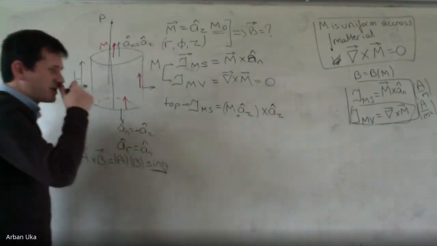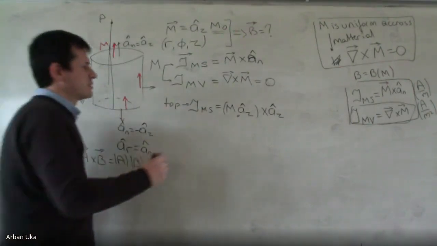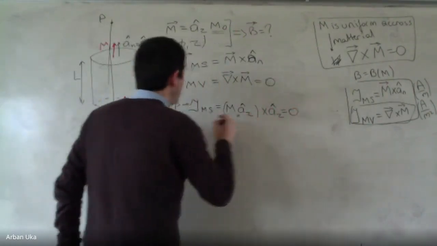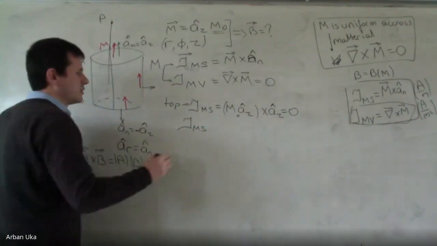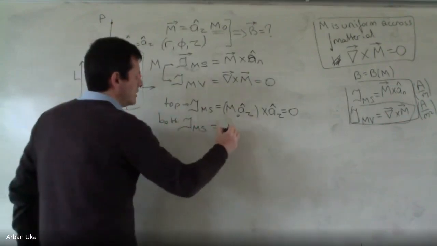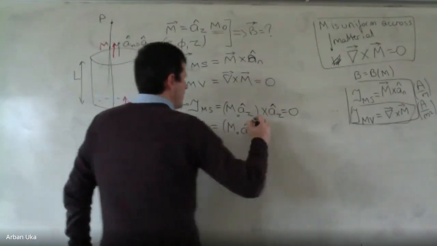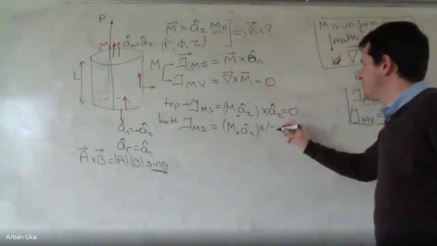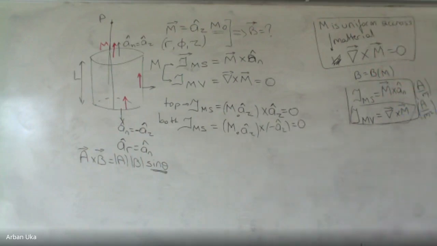And AZ cross AZ is equal to 0 because the cosine is equal to 0. So this is equal to 0. Similarly, the J, because of the magnetization on the surface, but at the bottom, we have here M0 AZ cross product minus AZ, and this will also be equal to 0.